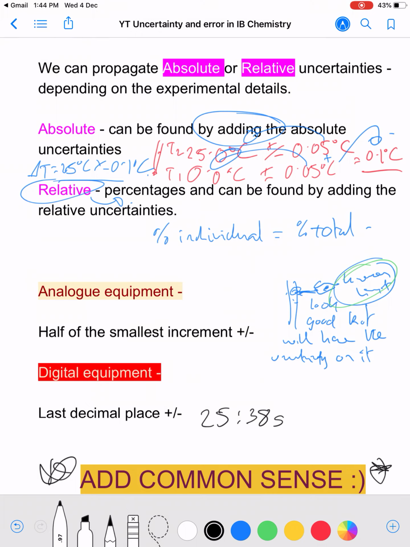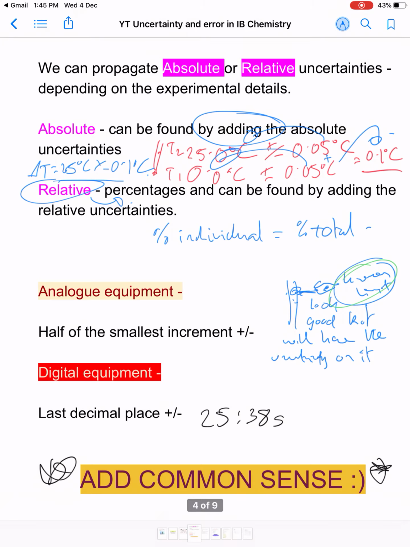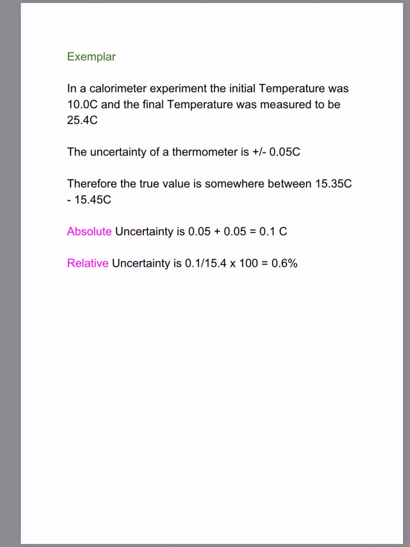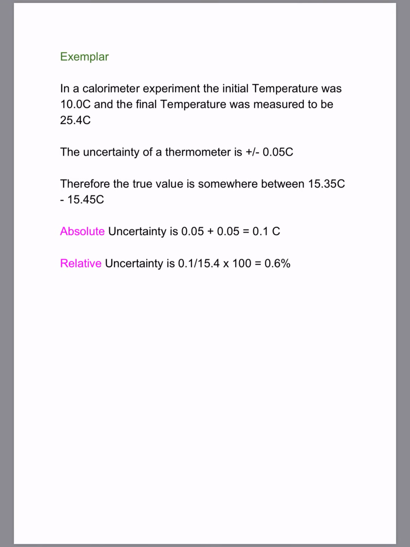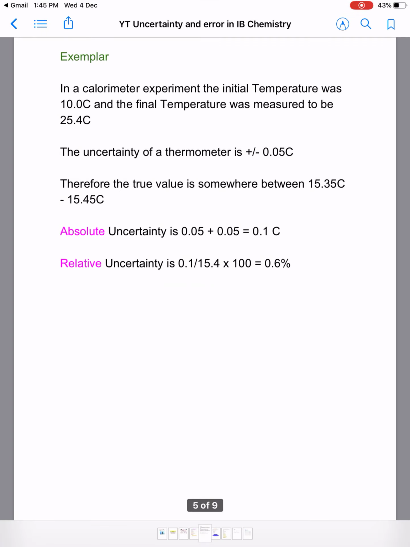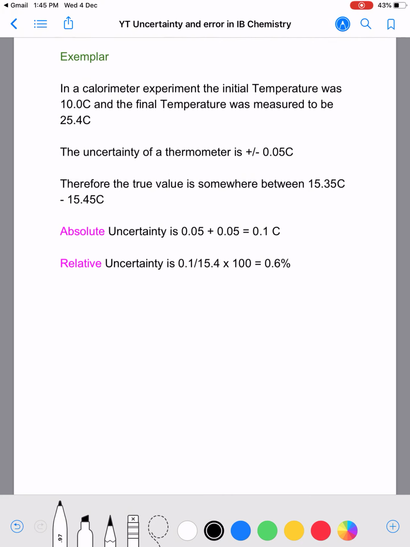And that's not because the stopwatch is rubbish. It's not because we are. It's just a fact of life. We are not that precise. Give us an example then, Mr. Midgley. Okay. In a calorimeter experiment, the initial temperature was 10 degrees C, and the final temperature was 25.4 degrees C.